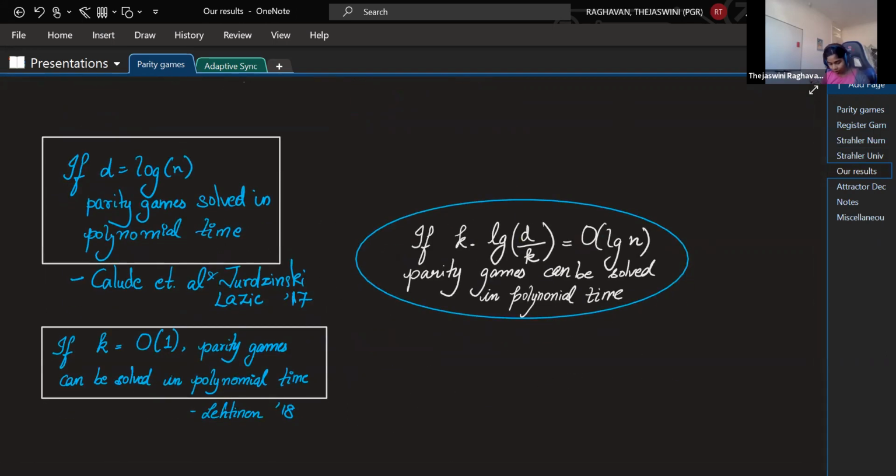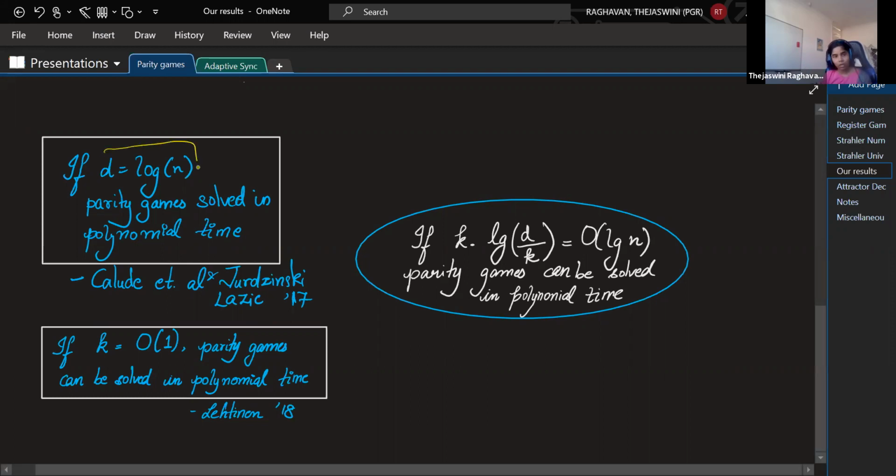But not only that, what our algorithm also did was increase the class of parity games in which you can have a polynomial time algorithm. So previously, you knew if D was like log n from Calude et al., then these kinds of parity games could be solved in polynomial time. And Lehtinen showed that if K was constant, then you can also solve these parity games in polynomial time.